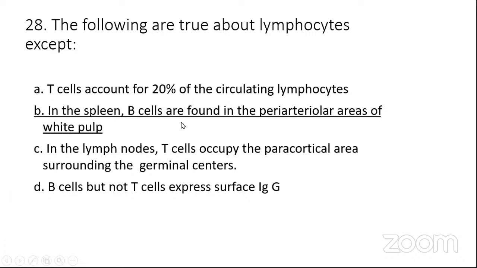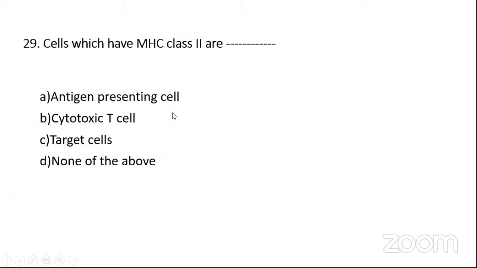B cells are mainly produced in the medullary cords of the spleen and not in the periarteriolar sheath, or the white pulp, which is usually the T cell dependent area of the spleen.